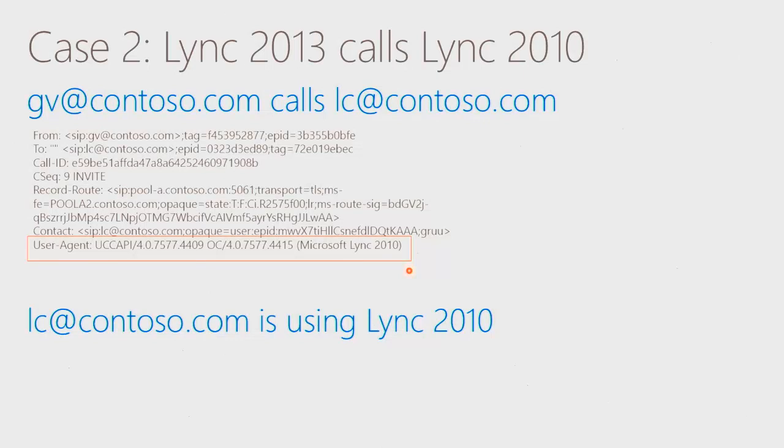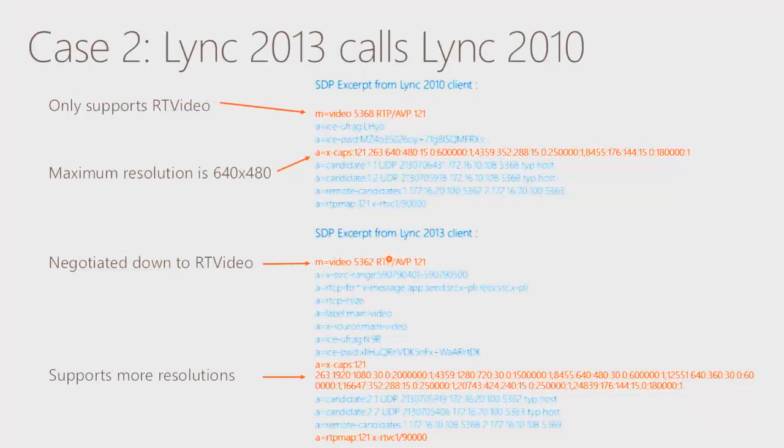And what about 2013 calling 2010? I make another call from Gareth to Luis. And you can see from the user agent that Luis is actually a 2010 client. And what's the difference at the SDP level? The top one is the SDP from the 2010. Obviously, it only understands 121, which is RT video. And it advertises its capability, what kind of resolution it supports, right?